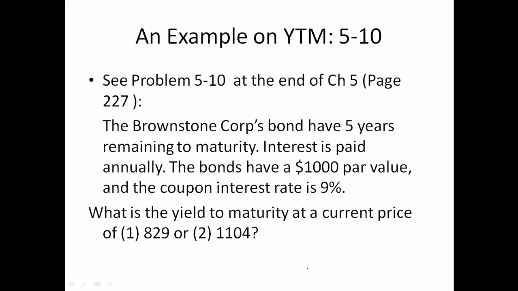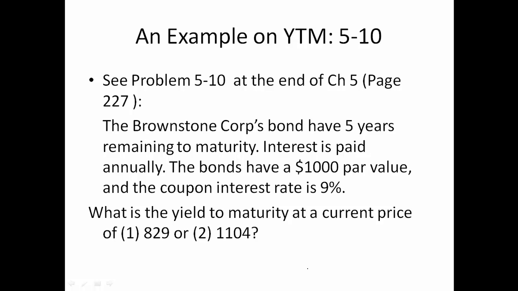This is page 227 in your textbook. The Brownstone Corp's bonds have 5 years remaining maturity. Interest is paid annually, and the bond has a $1,000 par value, and the coupon interest rate is 9%. So the question is, what is the yield to maturity at the current price of $829 or $1,104?